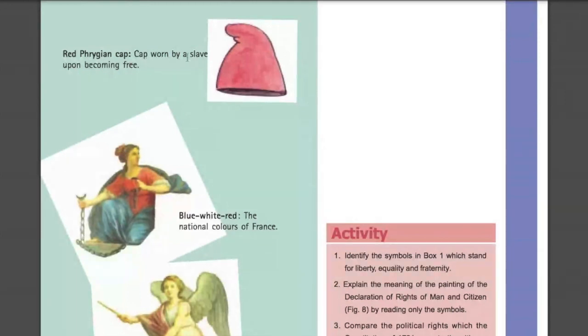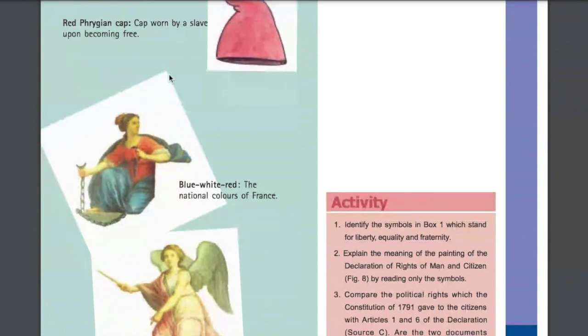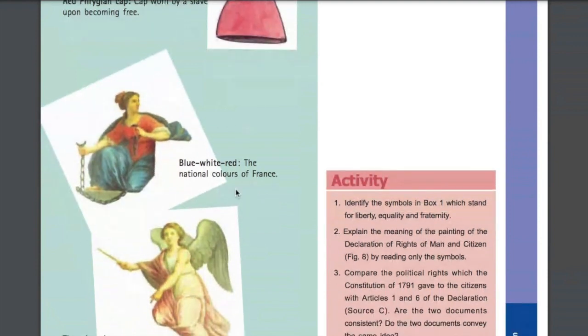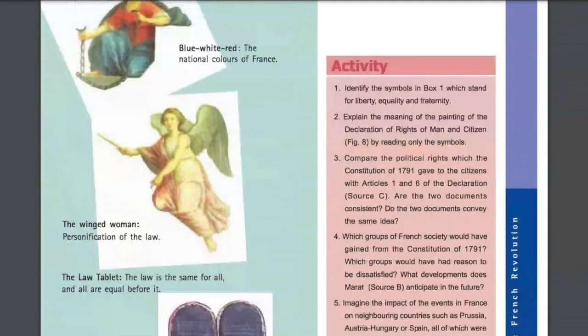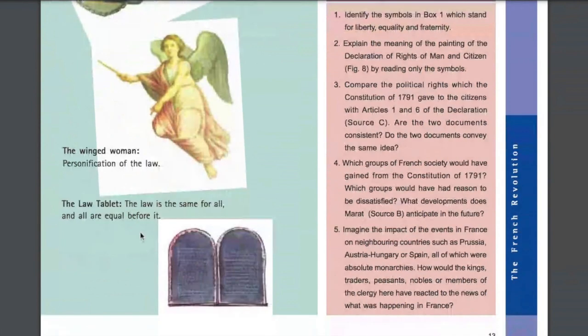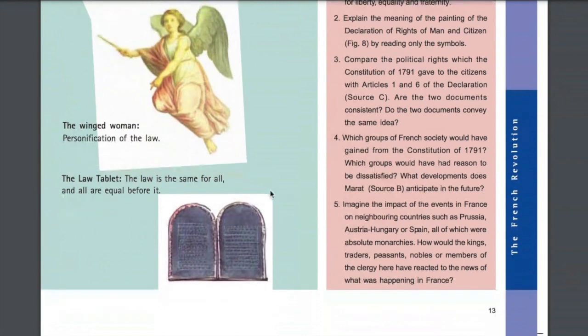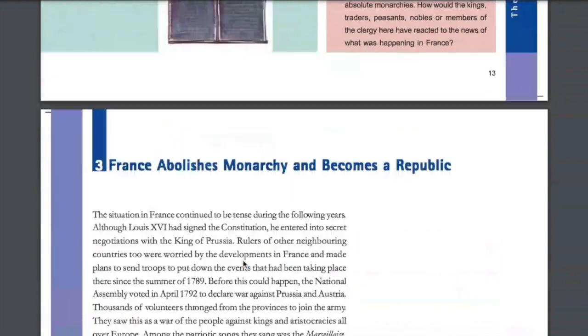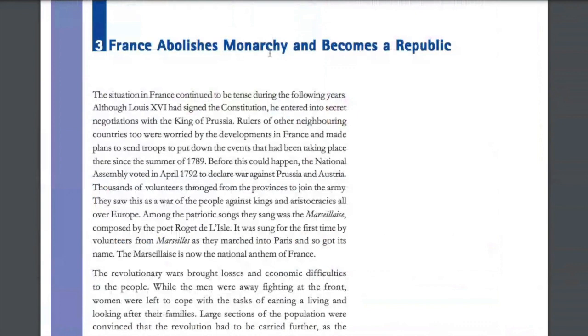Then we have the red Phrygian cap, a cap worn by a slave upon becoming free. Blue, white and red are the national colors of France. The winged woman is a personification of the law. The law tablet: the law is the same for all, and all are equal before it. This is the meaning of this image.